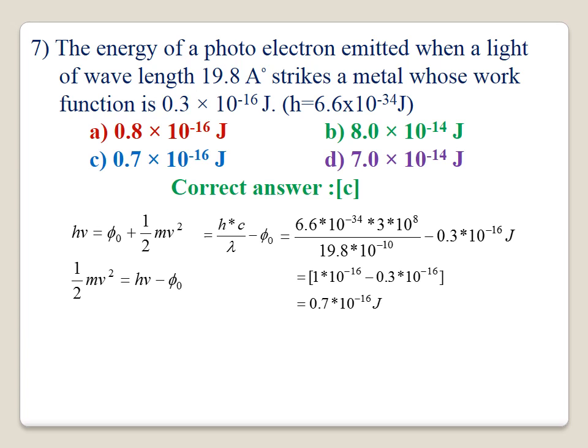Here the light of wavelength is given, therefore nu equal to c by lambda. You have to substitute c by lambda instead of nu, therefore that equation becomes h into c by lambda minus phi 0. Using this equation we have calculated the kinetic energy of the photoelectron, and option C is correct. The explanation is also given.